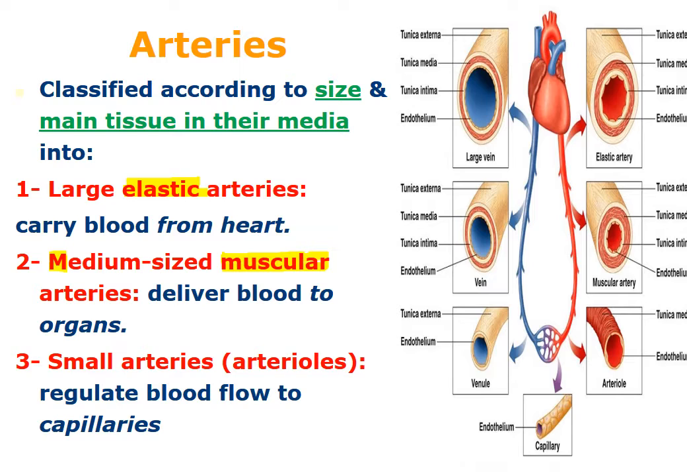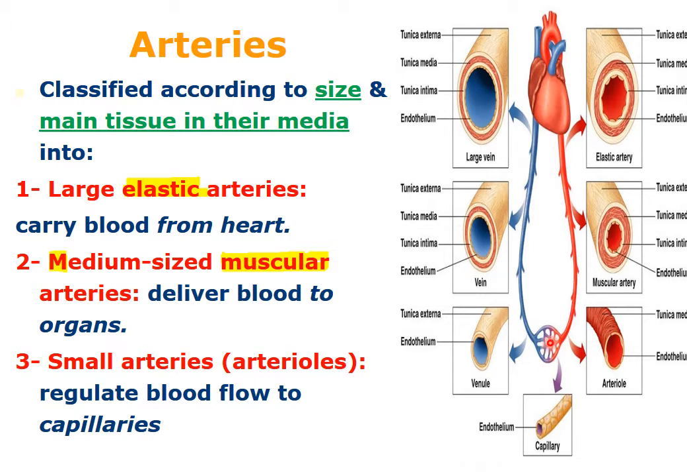Arteries are classified according to their size into large elastic arteries. These are the first arteries that arise from the heart, like the aorta. Then we have medium-sized arteries, which are the muscular arteries that deliver blood to organs, so they are known as medium-sized, muscular, or even organ arteries. Then we have a smaller size, which are arterioles. They regulate blood flow that will reach the capillaries.